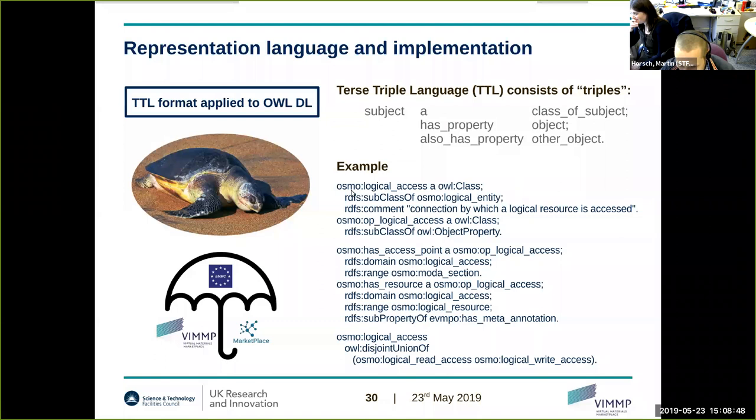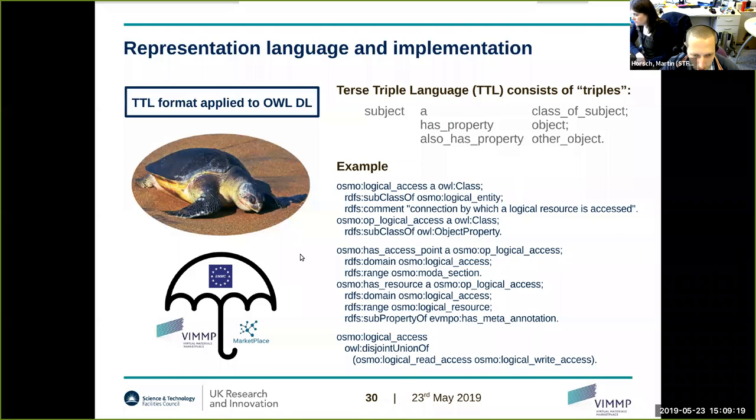It's defined like other expressions of OWL as triples: subject, predicate, object. So a subject has a property that relates it to another object. This is how this is done, and the notation is quite compact, and that's why it is quite popular.